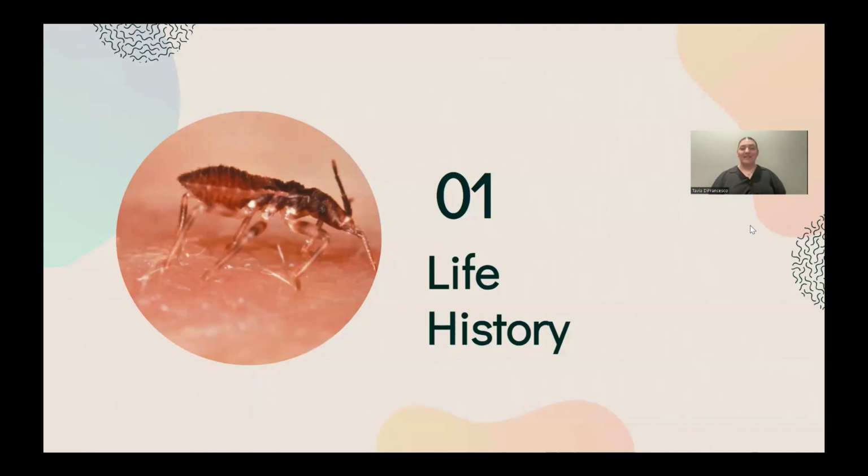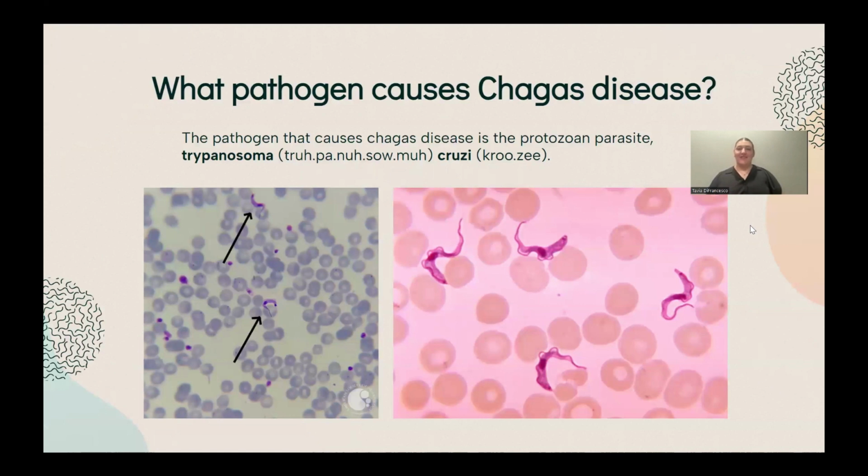I'm going to start with the life history of Chagas disease. First, I want to start by talking about the pathogen that causes Chagas disease. The pathogen that causes Chagas disease is the protozoan parasite called Trypanosoma cruzi. And this parasite kills 30,000 people a year, most of which being women and children, unfortunately. And below, you can see what the parasite looks like under a microscope. They resemble an S shape or a C shape under a microscope. And the circles are blood cells you can see.